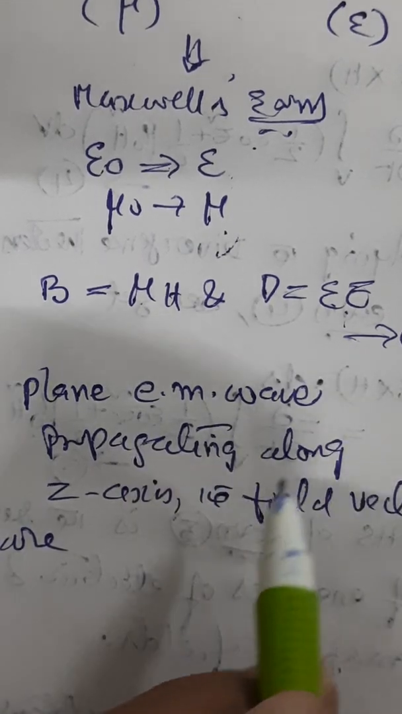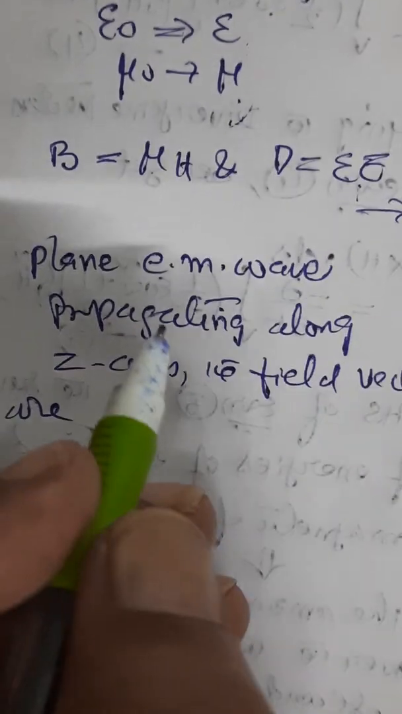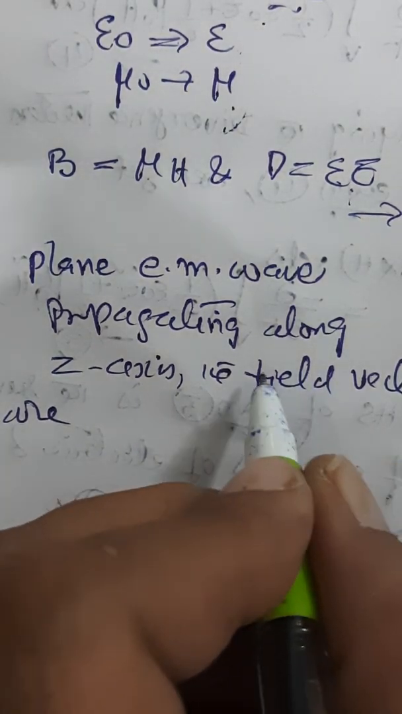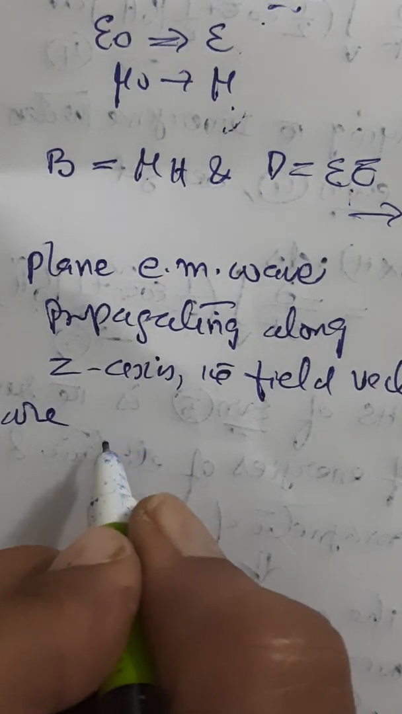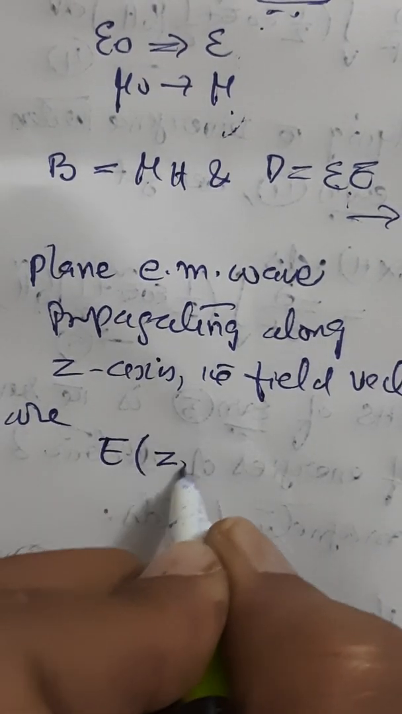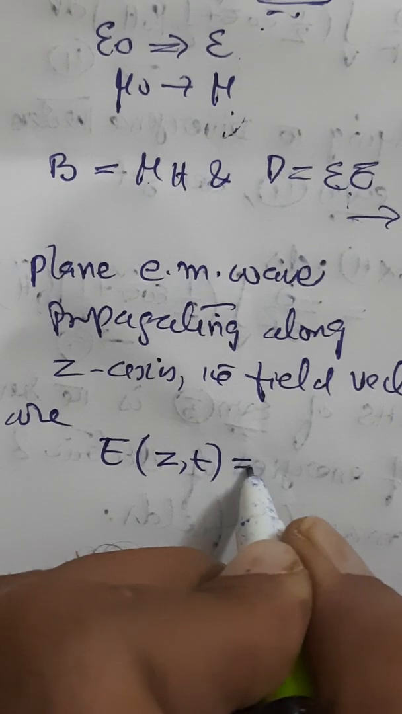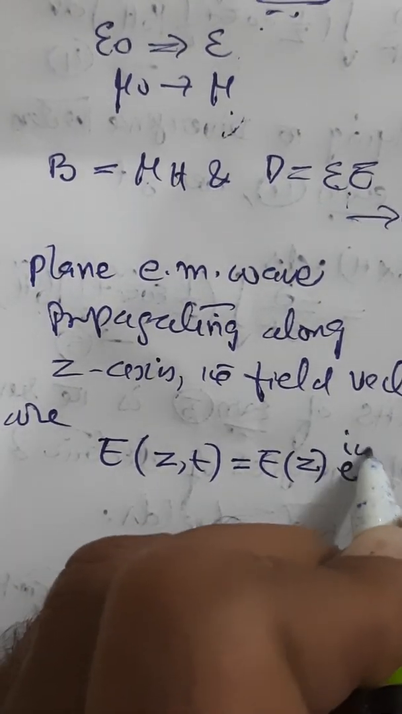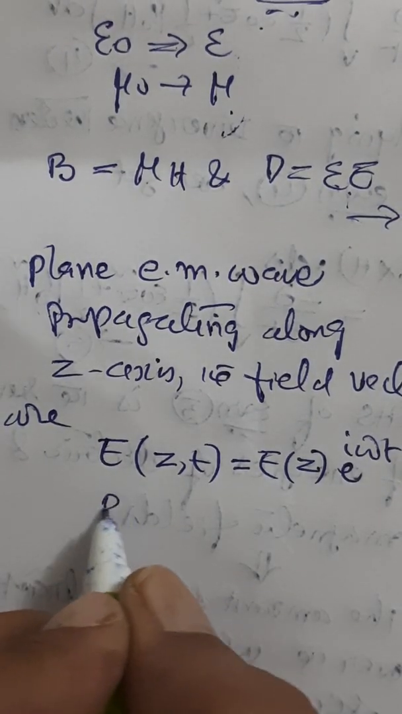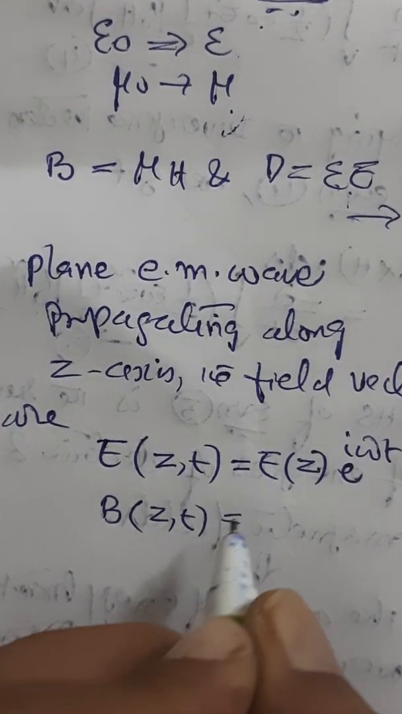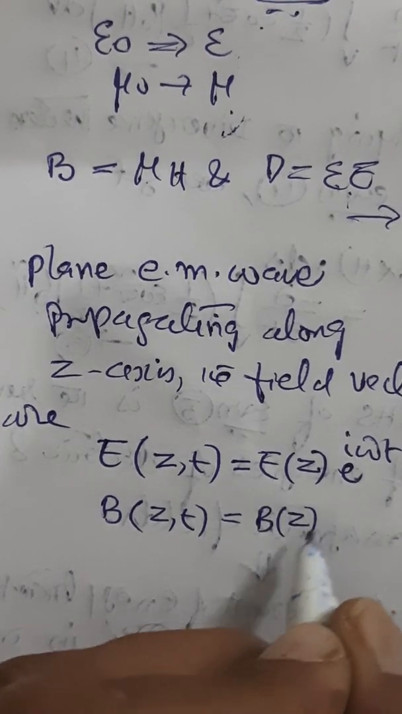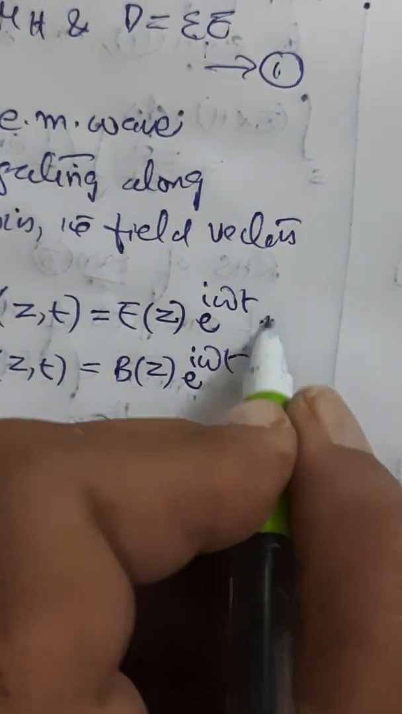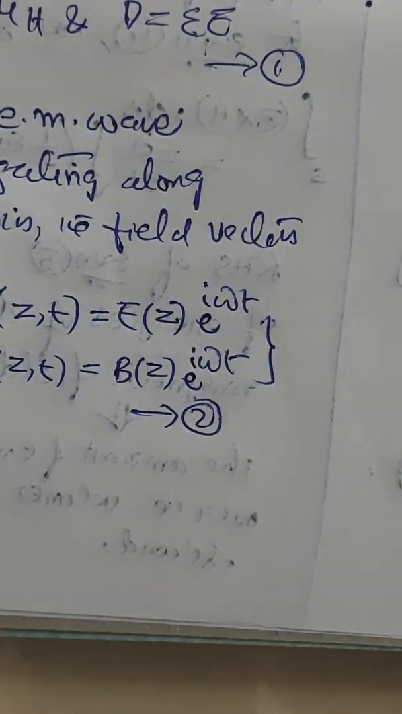For a plane electromagnetic wave propagating along the z-axis, we can represent the field vectors as follows. The electric field vector with time variation is E of z, t equals E of z into e power i omega t. Similarly, B of z, t equals B of z into e power i omega t. Here omega is the frequency. Call this equation 2.